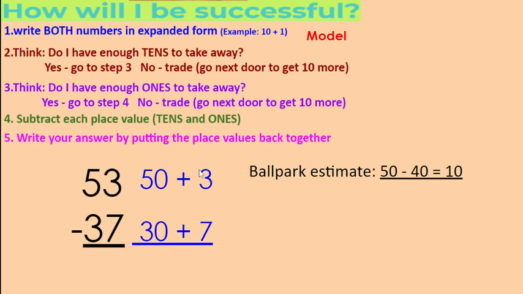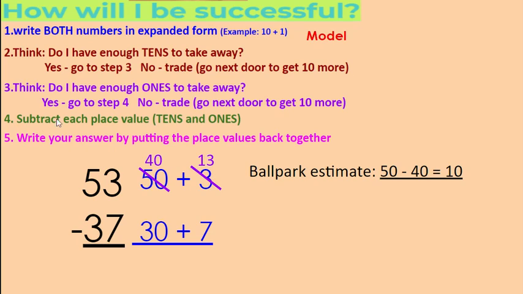So this 3, we're going next door to the 50, and we're going to get 10 more. So if I have 5 10s, I'm going to take away a 10, and I would have 4 left, which is worth 40. And I'm going to put the 10 in front of this 3 to make 13. I still have 53 if I added 40 and 13 back together.